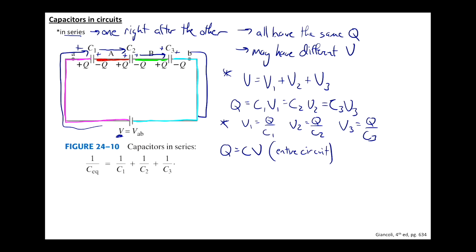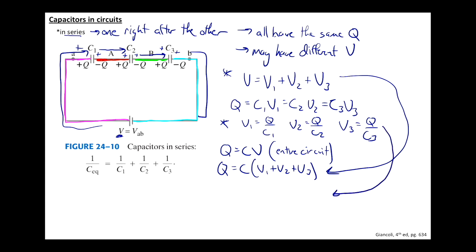Q for the entire circuit is the same as it is for all the individual capacitors. C and V, though, maybe we can get to a total or equivalent capacitance, and V is that total potential difference all the way from the left side to the right side, all right? So first step here, we might write that this V is V1 plus V2 plus V3, so using that equation. And then we'll use this set of equations to rewrite it one more time. So that's going to be Q over C1 plus Q over C2 plus Q over C3.